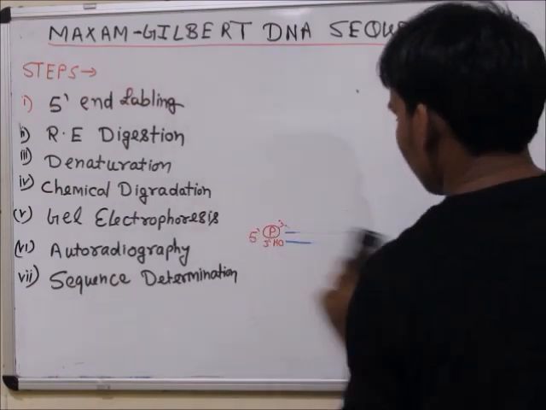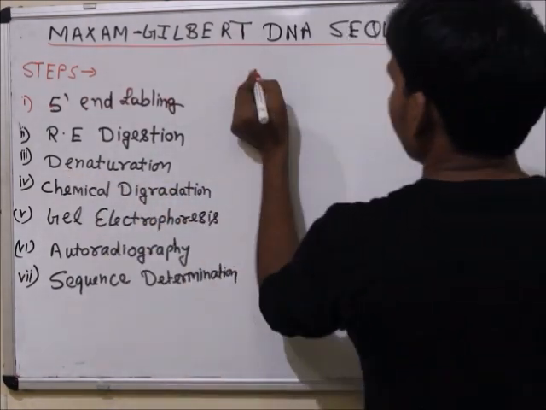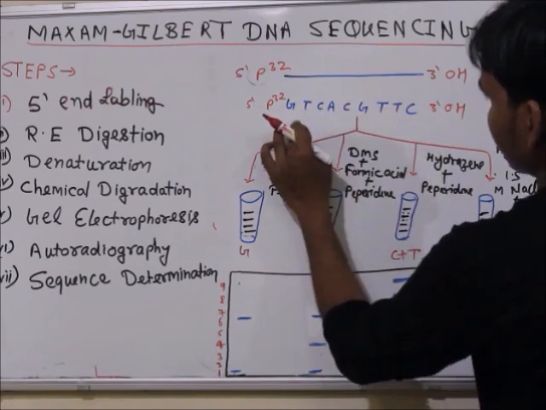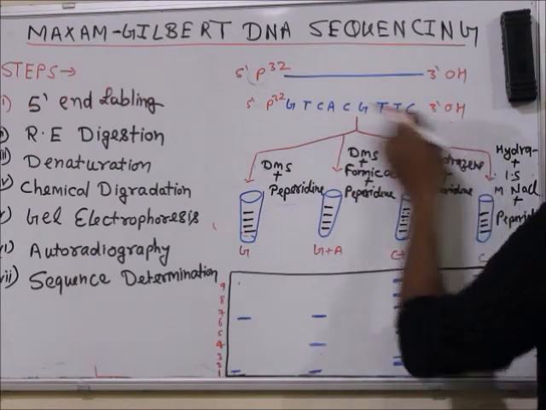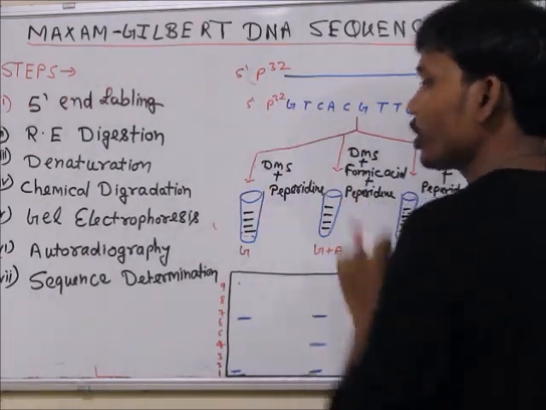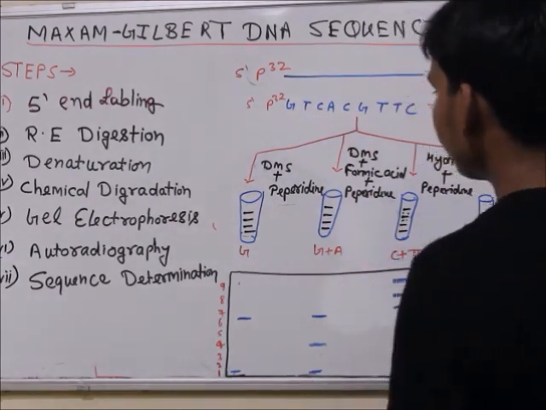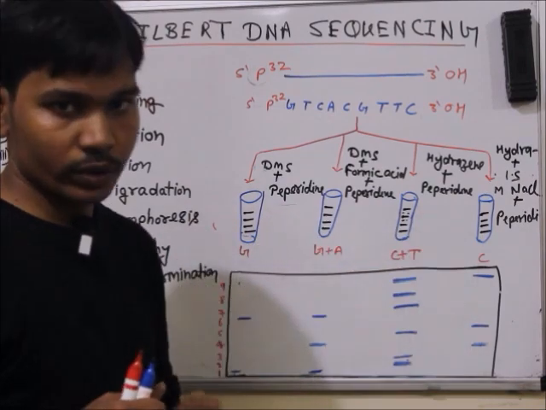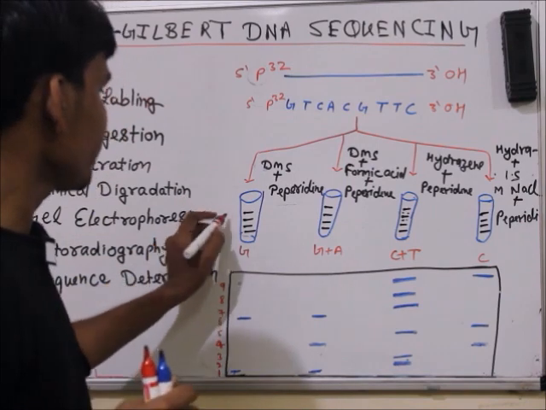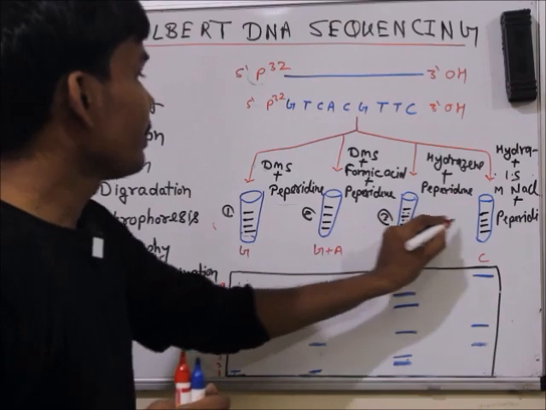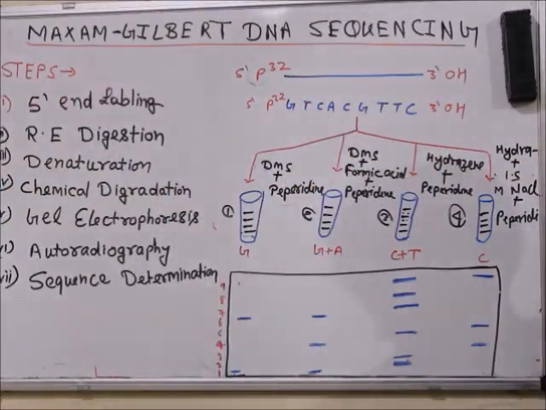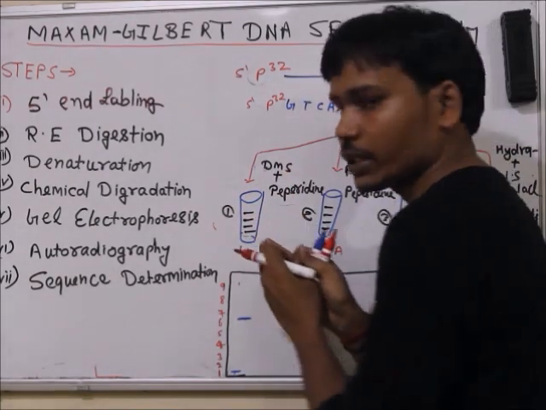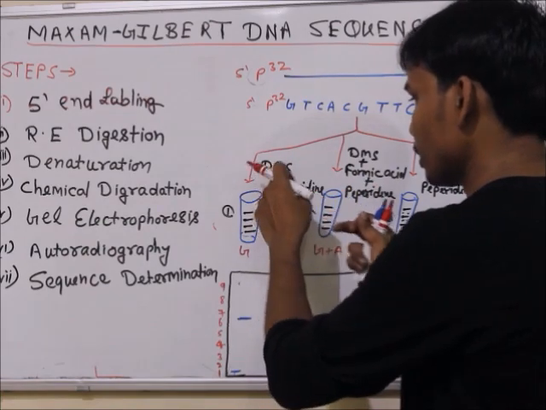Suppose we make the denaturation to get single stranded DNA. Suppose this is the single stranded DNA sequence here, with the 5' end and the 3' end. The 5' end is phosphorylated with a radioactive substance by the polynucleotide kinase you have already learned about. Then this sequence is transferred into four tubes: the first, second, third and fourth. In the first tube we add dimethyl sulfate and piperidine, where the radio labeled single stranded DNA sequence is already added, and within this the DMS and piperidine are added.